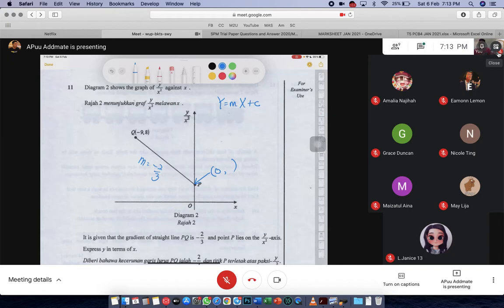How to find that coordinate P. You have the gradient, you have the point Q. So just plug into the formula of gradient, then you will get the answer. I want Imon to answer me for this. Imon, what is the y-intercept, or what is the coordinate P?